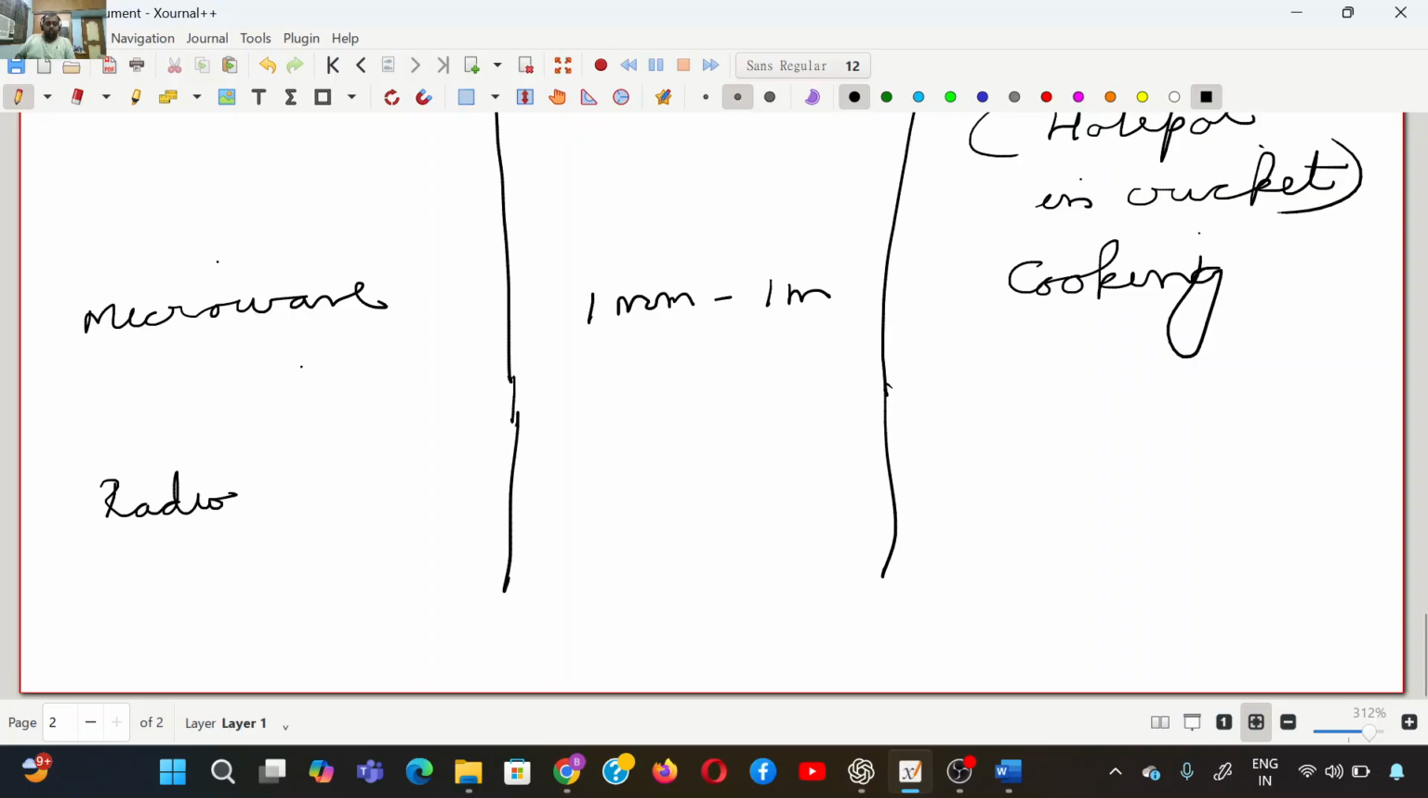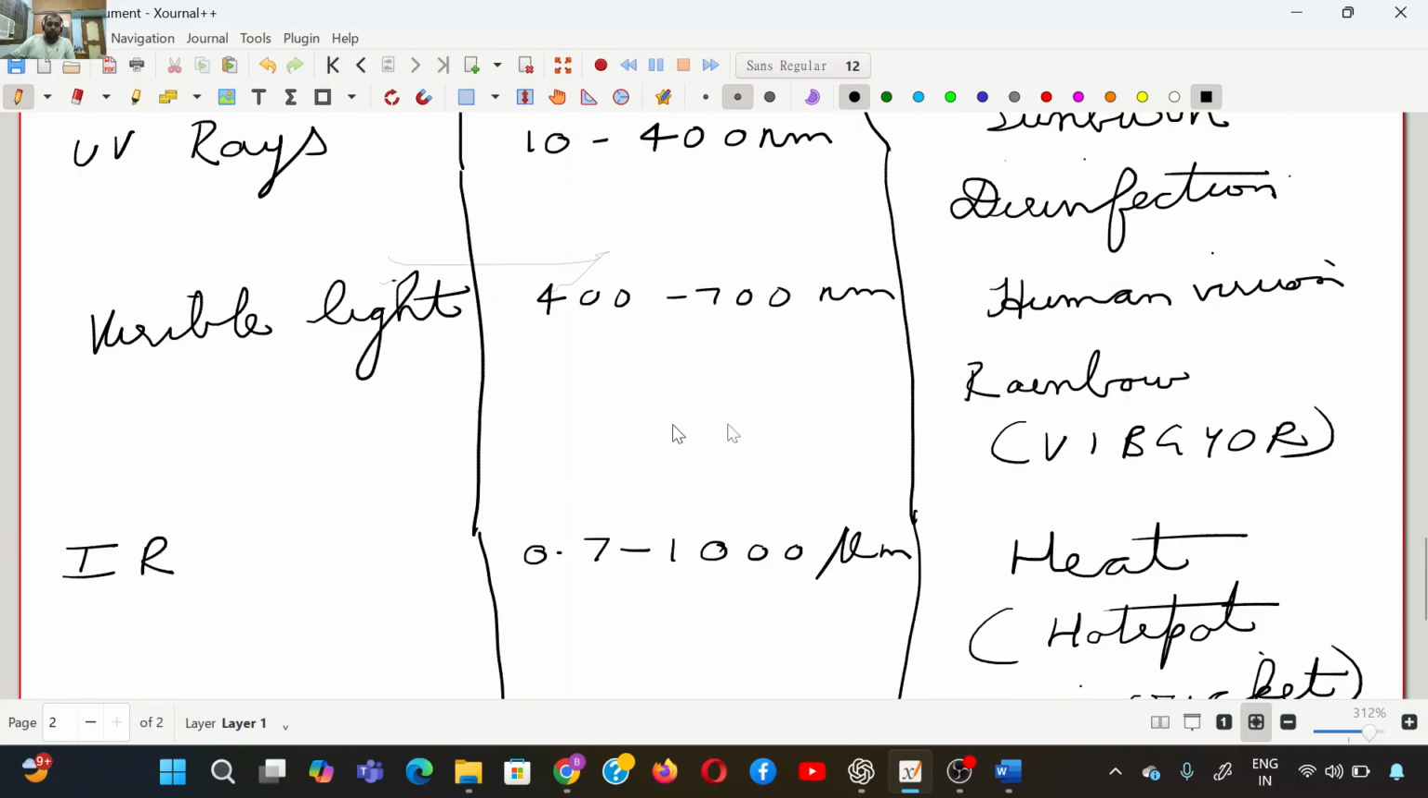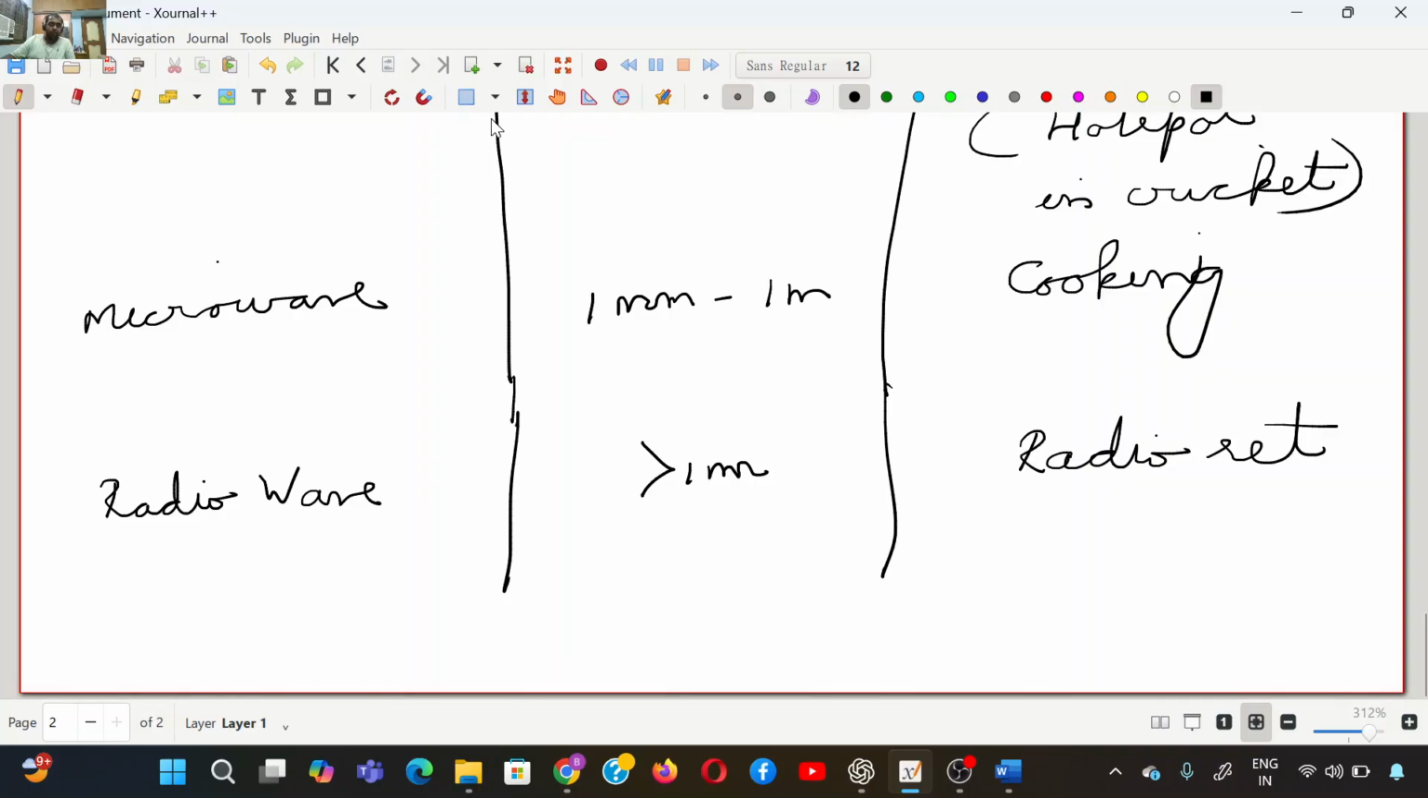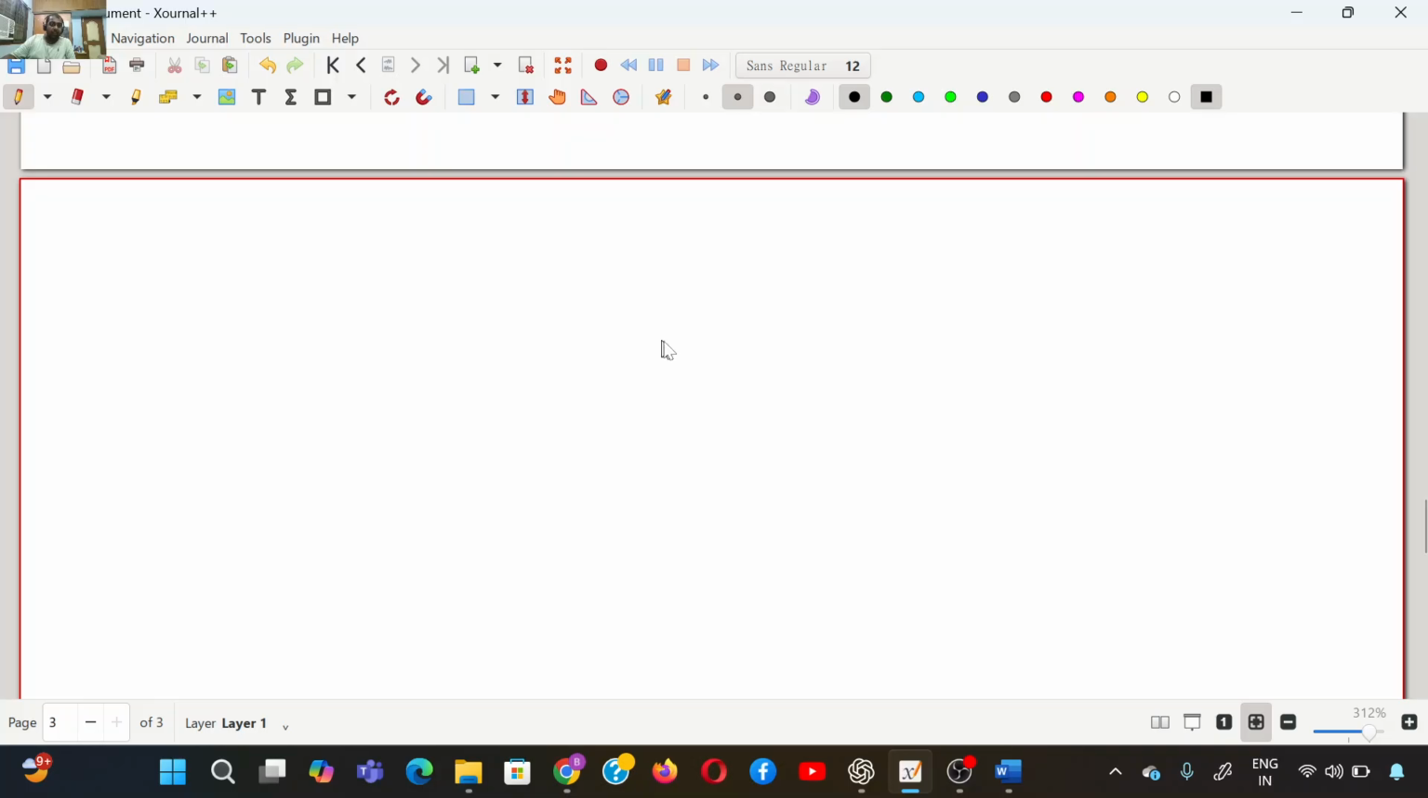Next is what? Radio waves. This wavelength is above 1 meter. An example is a radio set, where you can listen to music or some RJ playing some stuff. So only this visible region is detectable by the eye, okay? The rest are not detectable by the eye. Even though they are also waves, maybe some other animals may have vision capable of detecting a much broader range of wavelengths, but the human eye can only detect the visible light range.